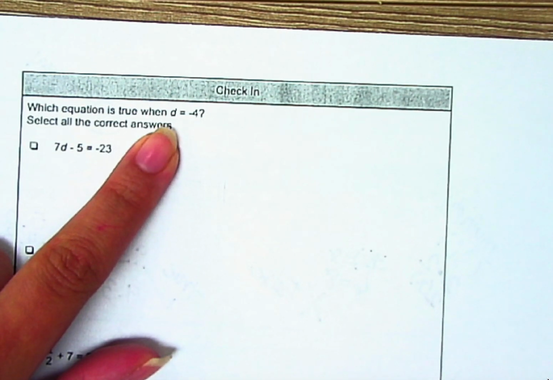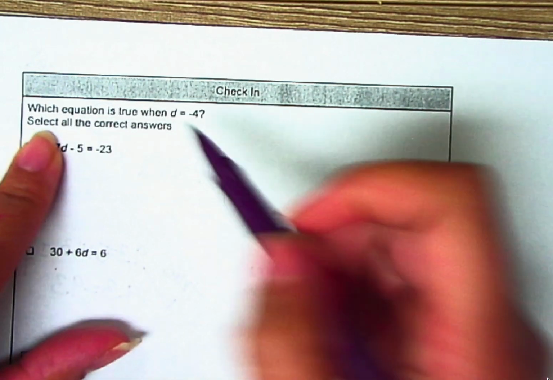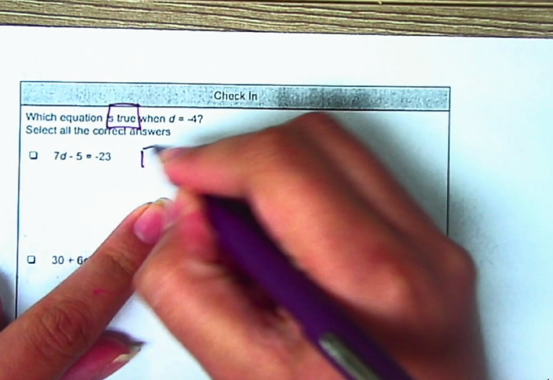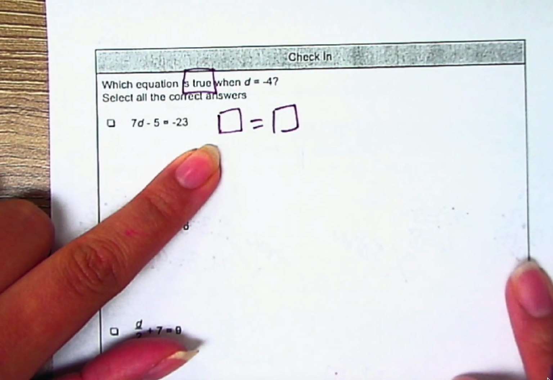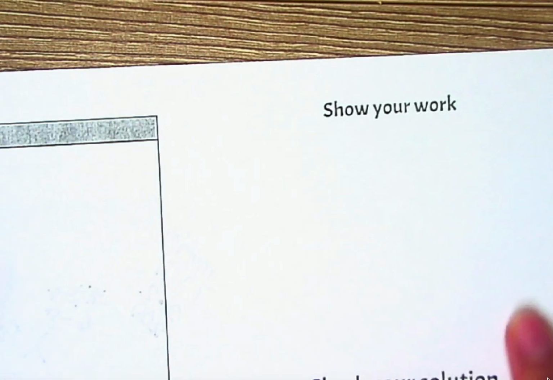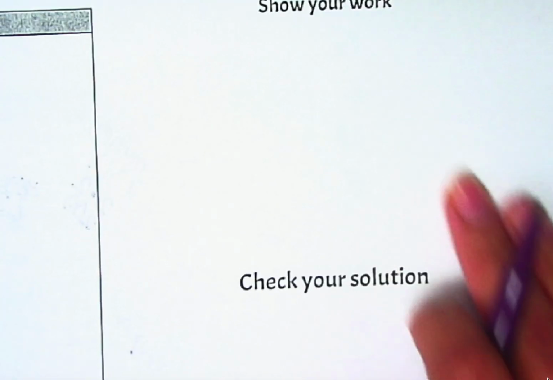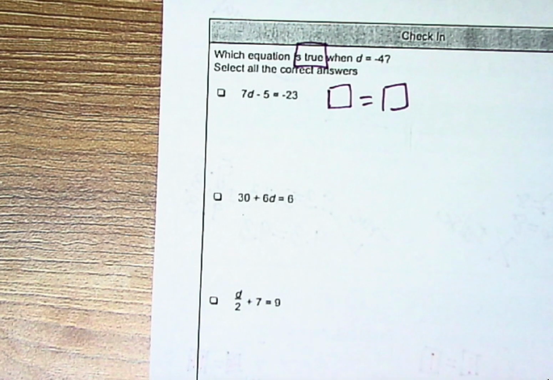So this one you are going to do by yourself. Okay. You are going to plug in. It's giving you D is equal to -4. Which equation is true? So you're going to do box equals box. It says select all correct answers. So each of these you are going to solve by yourself. You're going to do box equals box. And when you're finished, you're going to raise your hand. Okay? You can show your work on the side right here. All this page right here is giving you a chance to solve. I'm going to go over the first one and then I want you to do the rest.